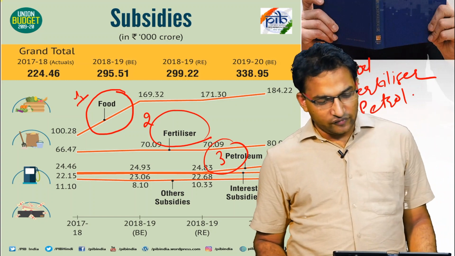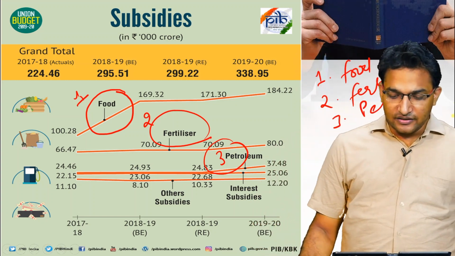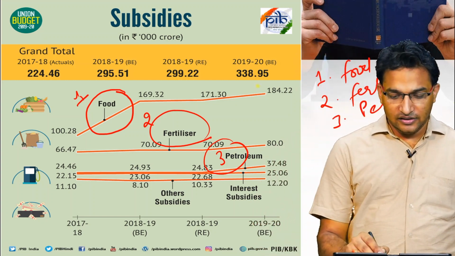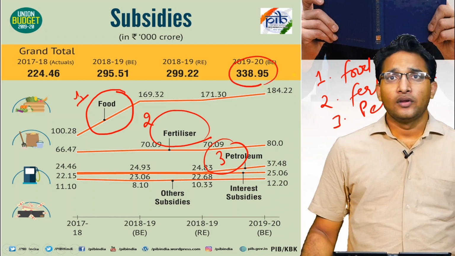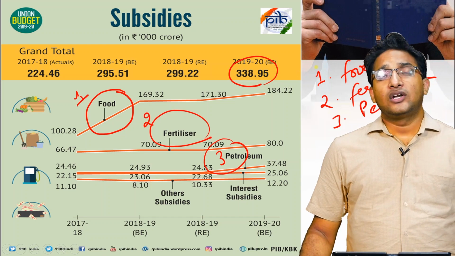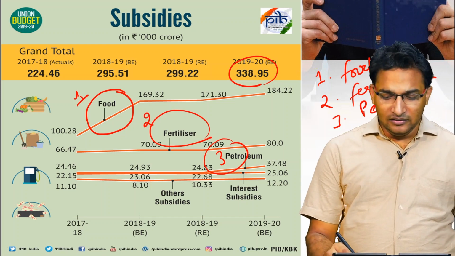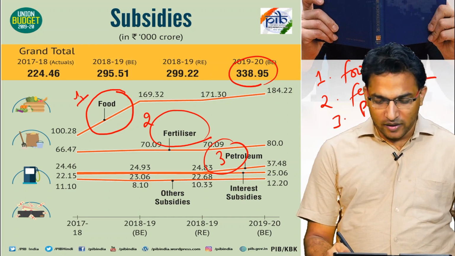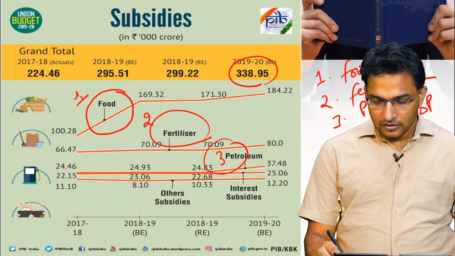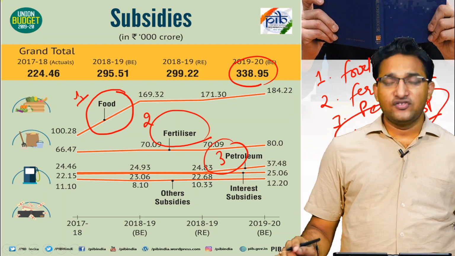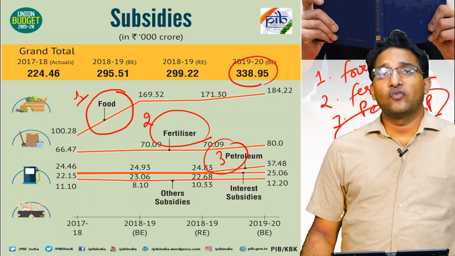So this is the extent of subsidies, and if we see the overall subsidies, 3.38 lakh crore out of the 26 lakh crore, we can see the total subsidy is forming approximately 1.5% of GDP. So approximately 1.5% of GDP is the total amount of subsidy.